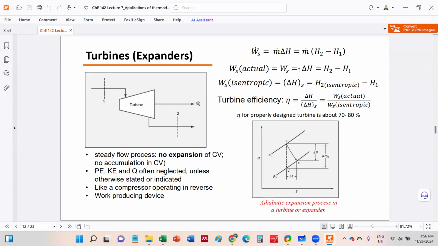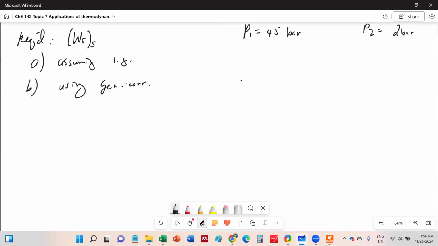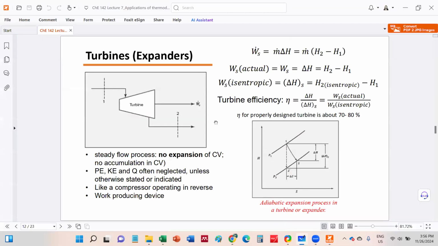Let's write that. That's our working equation. So work shaft for turbine is just delta H. So if it's isentropic, then we have to get the isentropic delta H, right? So this one.